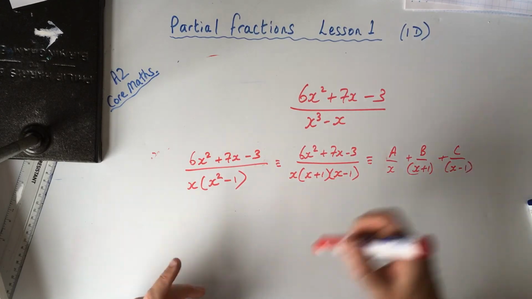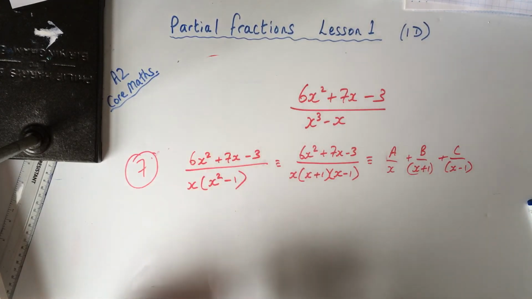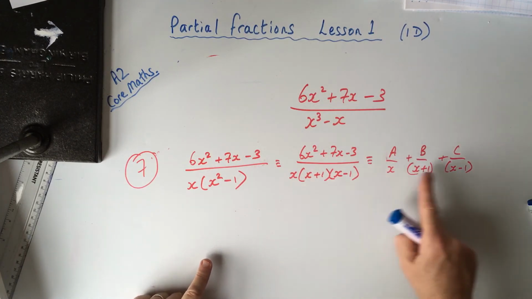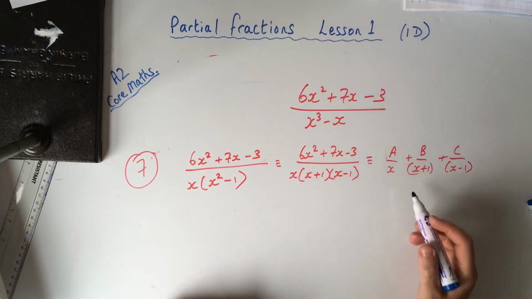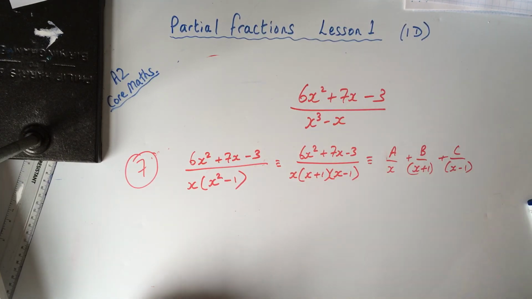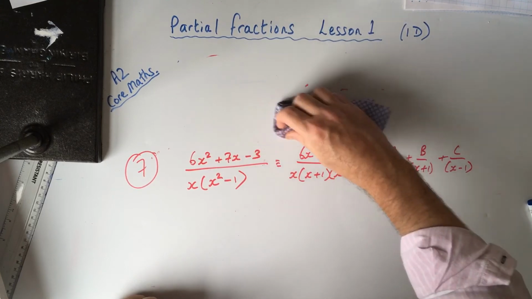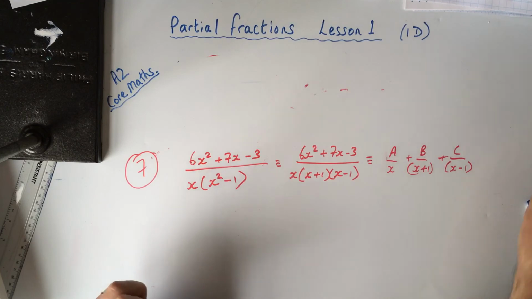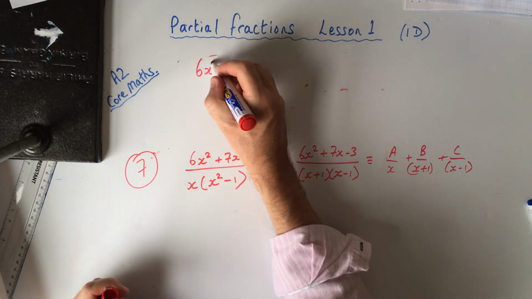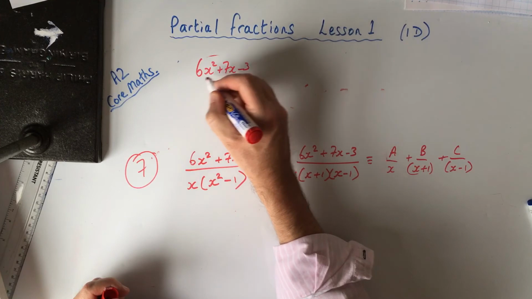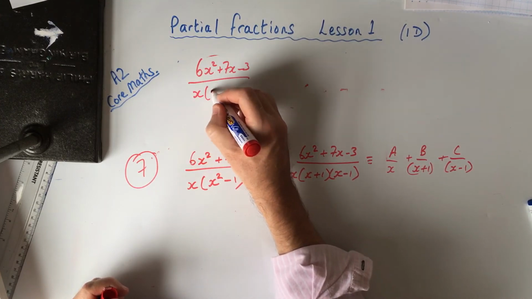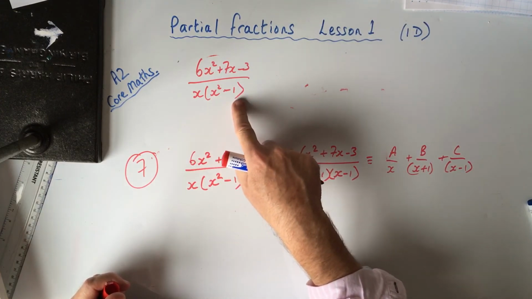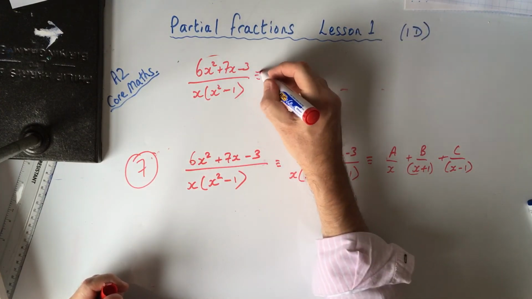Okay, so this was question 7 in that exercise 1D. If we get down to this stage, of course, now let me show you this. Right, if I move this up for you so I've got some room, we've got 6x squared plus 7x minus 3. We started off with that, didn't we? Okay, no, we started off with x cubed minus x. We factorised to that, and we said that this is equivalent to this.